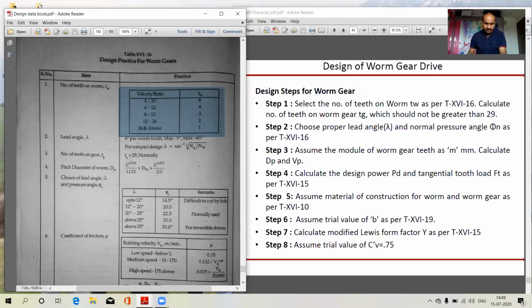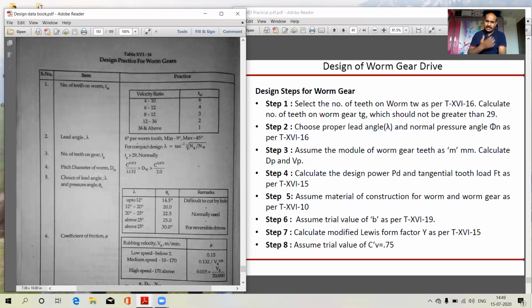In the very next example, I already told you that our velocity ratio is 20. Now 20 comes between the range 12 to 36. See here, from 12 to 36, 20 is in between. Now the value of TW is 2. So I have to select the number of teeth on worm as 2 in this case. Accordingly, you have to select TW with the help of the velocity ratio.